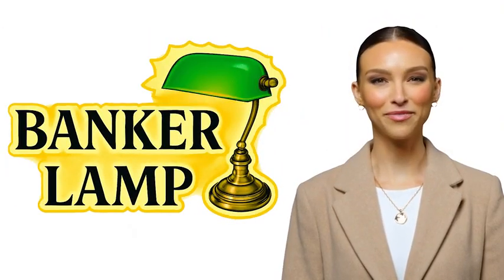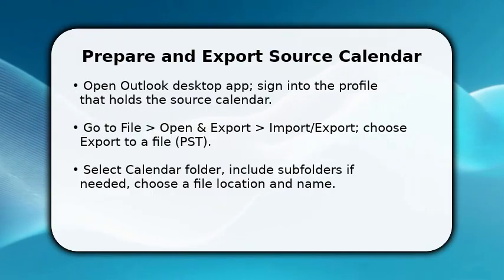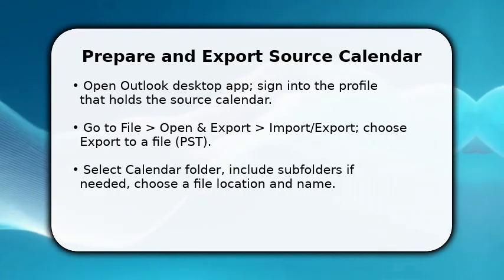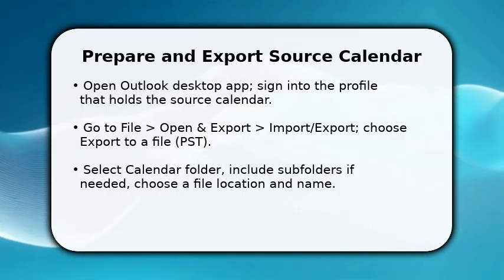Please enjoy the video. You start by exporting the calendar so you have a clean copy to move. Open Outlook and sign into the source profile, then go to File, Open and Export, and choose Import/Export. Pick Export to a file and select Outlook Data File, PST.